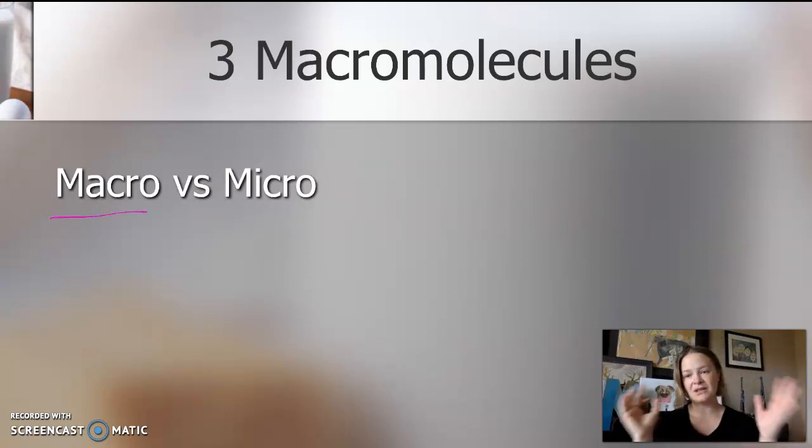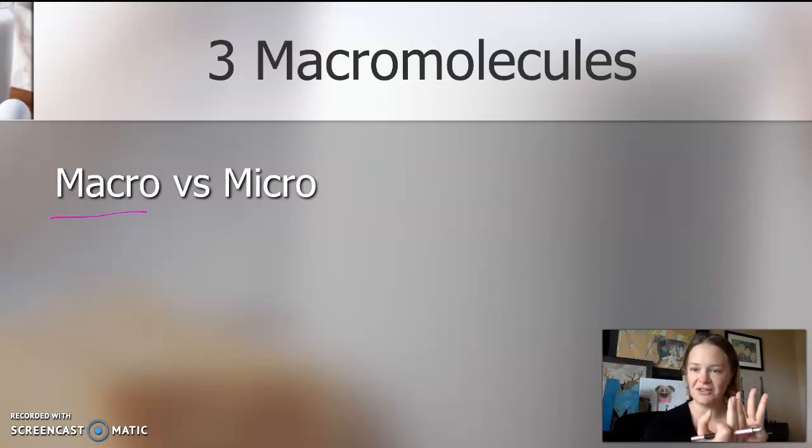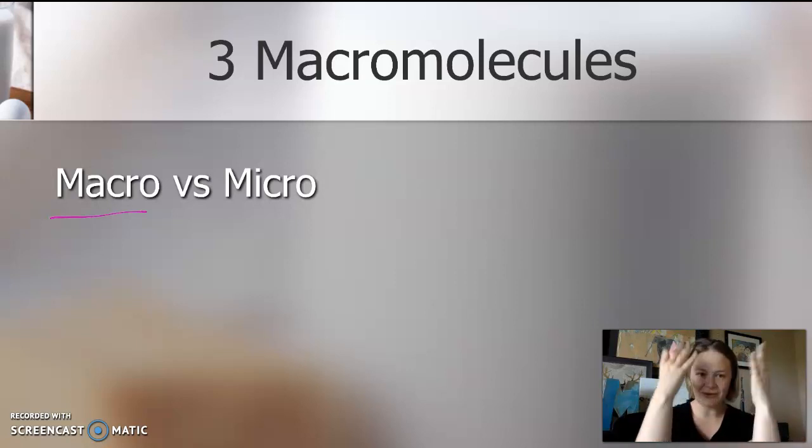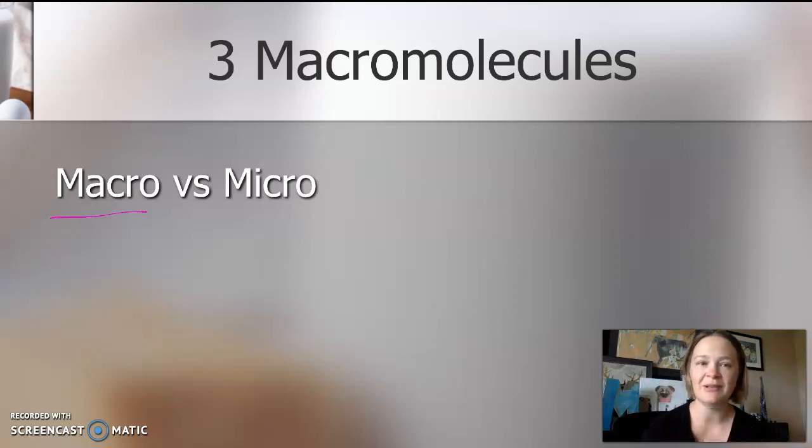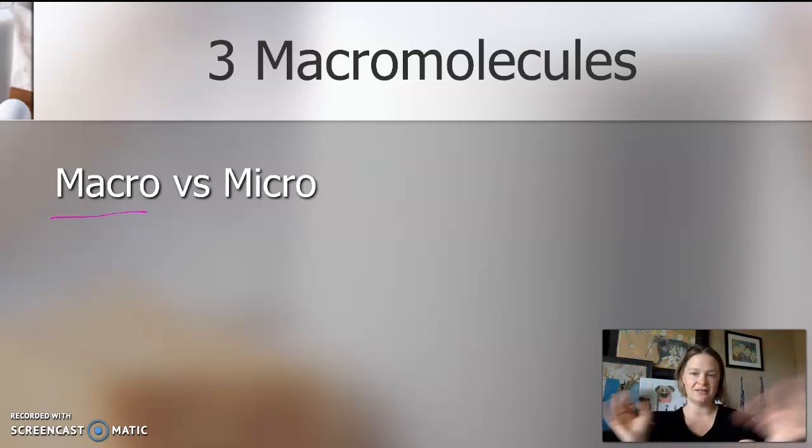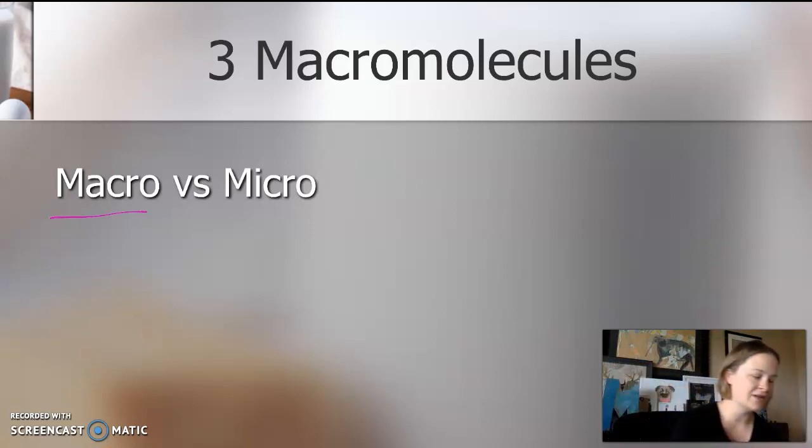And most of the really large molecules can fit into three categories. And what's really interesting is we end up eating those three categories, and they're really important for the billions of reactions that are happening inside us at any given time. So the three big macro categories, macromolecules, that we talk about. I'm going to switch to a different color here.